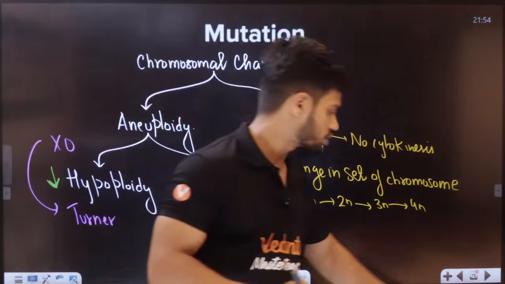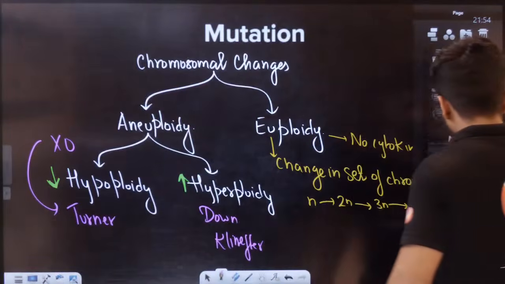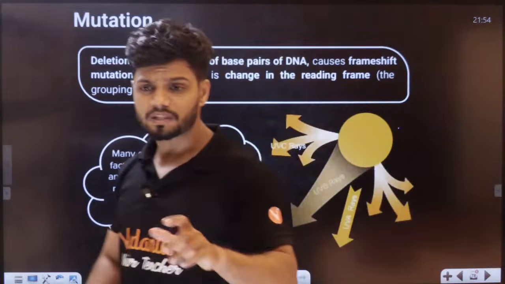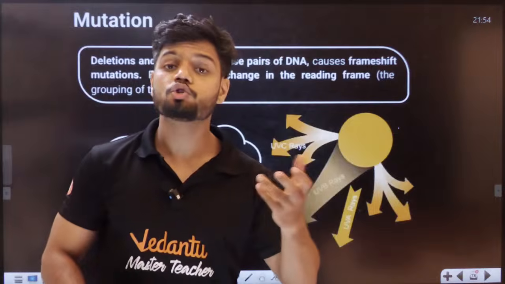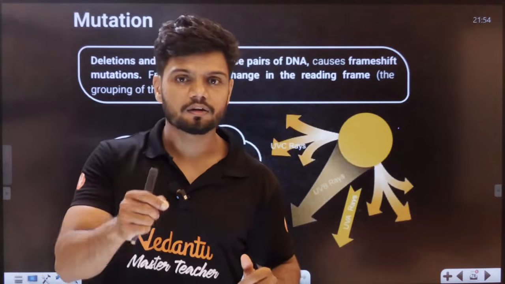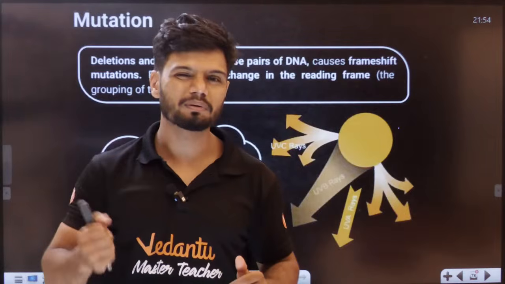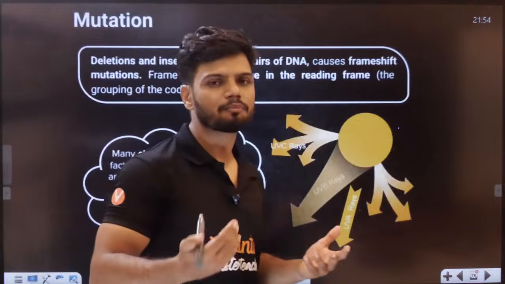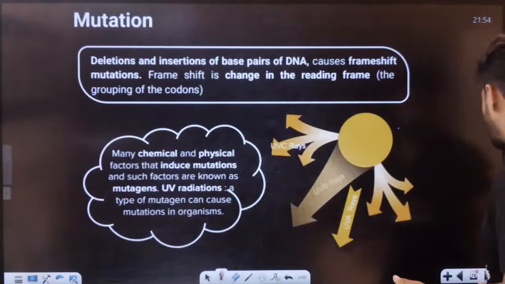That is the end of mutation, students. Now, this entire mutation can be caused by multiple factors. It can be caused by physical factors like UV radiation and X-ray radiation. It can be caused by chemicals, like in people who smoke. So there are multiple reasons why mutation can happen, students.